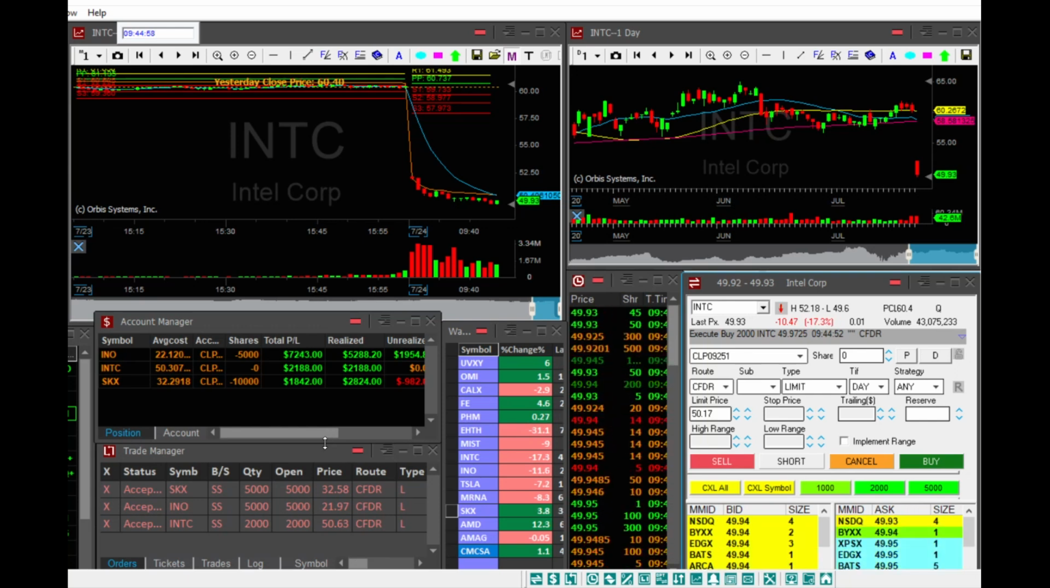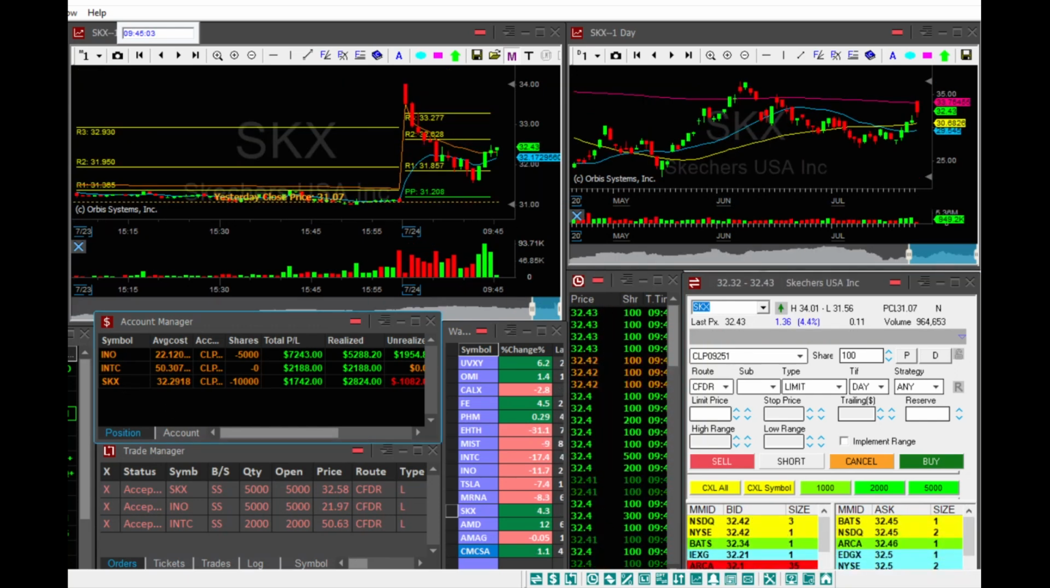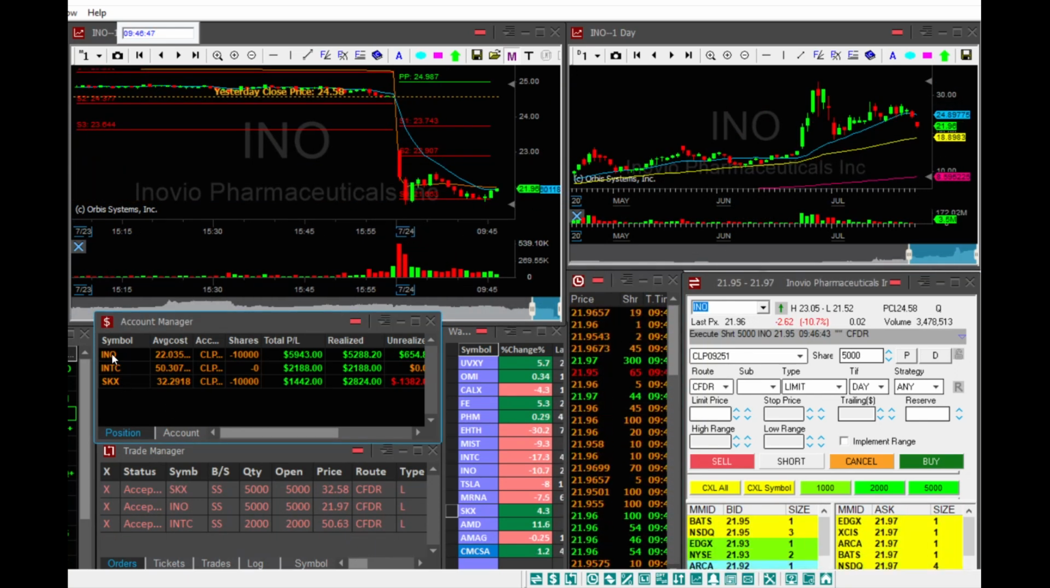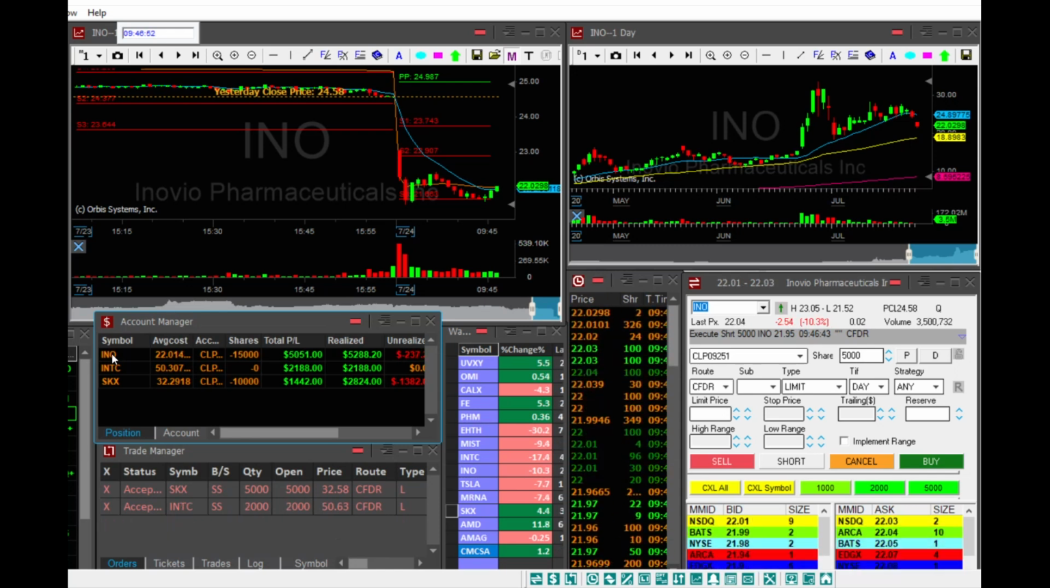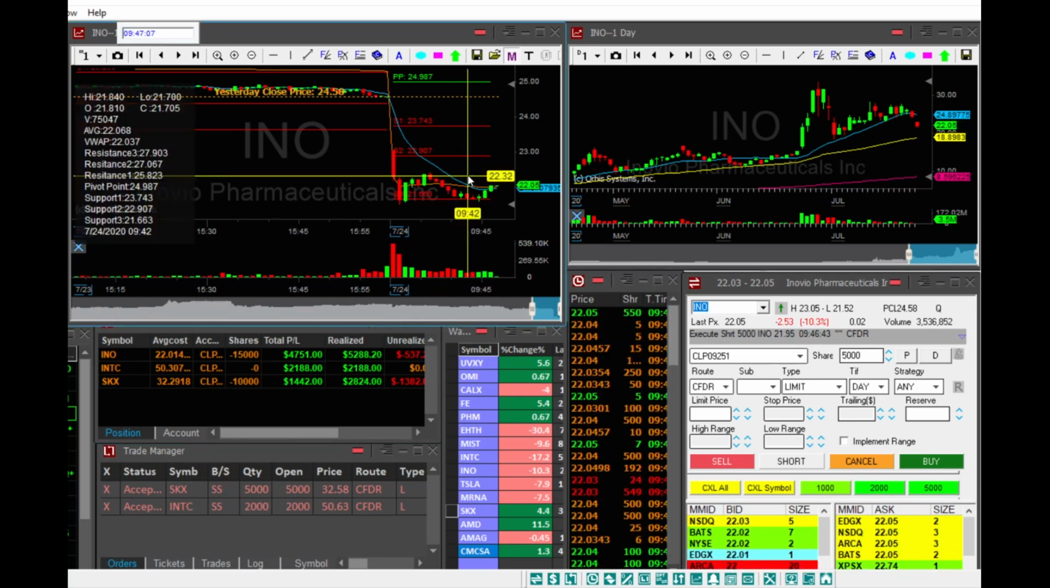And I covered INTC at 49.97, $2,000 profit on that trade. It didn't give me the move I was expecting, but green is green. So I will take the $2,000 profit.